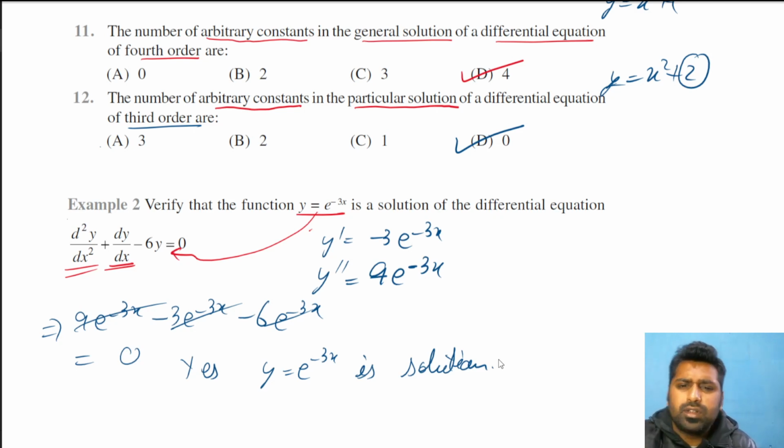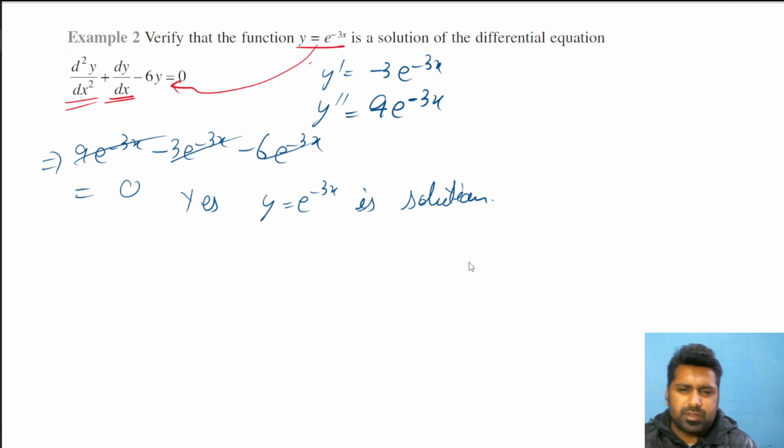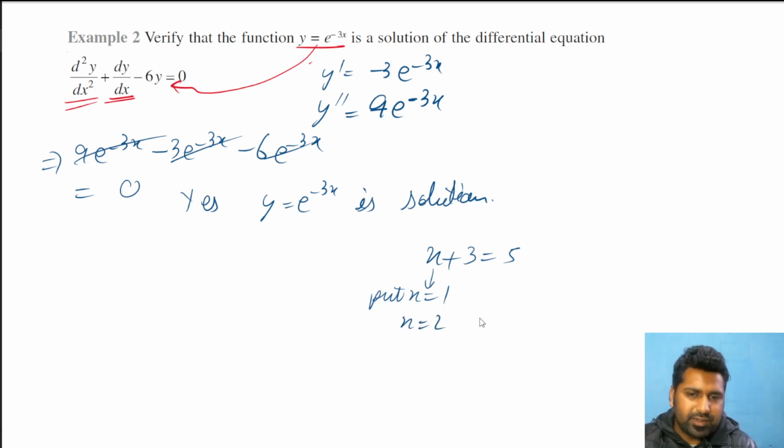It's like something you must have done in grade 6th or 7th. Like x plus 3 equal to 5. The teacher used to tell you to put x as 1 first of all and check whether it is true or not. Then put x as 2, whether it's coming true or not. For this it is not. For this the left side and right side are equal, so you say yes, it's a solution. Same idea, just with differential equations.